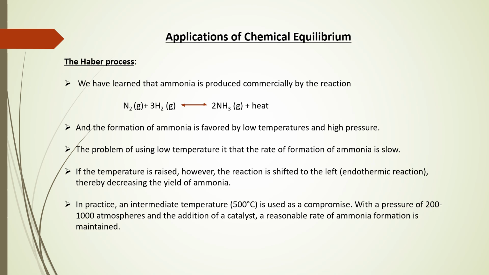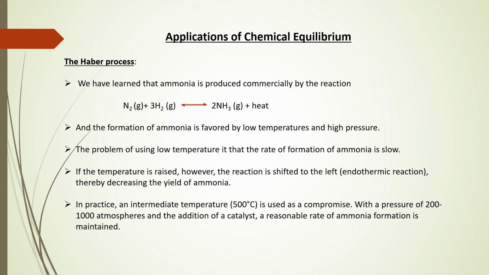Applications of chemical equilibrium. The Haber process. We have learned that ammonia is produced commercially by the reaction N2 plus 3H2 is in equilibrium with 2NH3 plus heat. The formation of ammonia is favored by low temperatures and high pressure. The problem of using low temperature is that the rate of formation of ammonia is low.